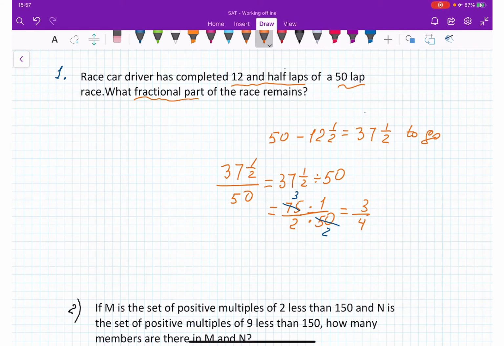3/4 is 75%. How did I find out? Divide 3 by 4 and you will get 0.75, which is 75%. But it doesn't ask how many percent, it asks for the fractional part. The fractional part is going to be 3/4.